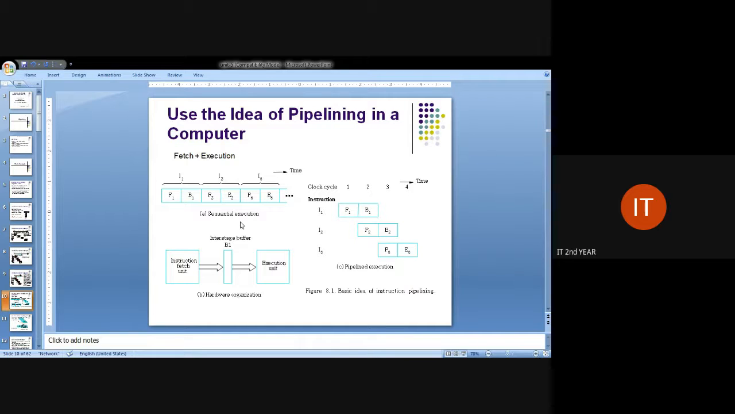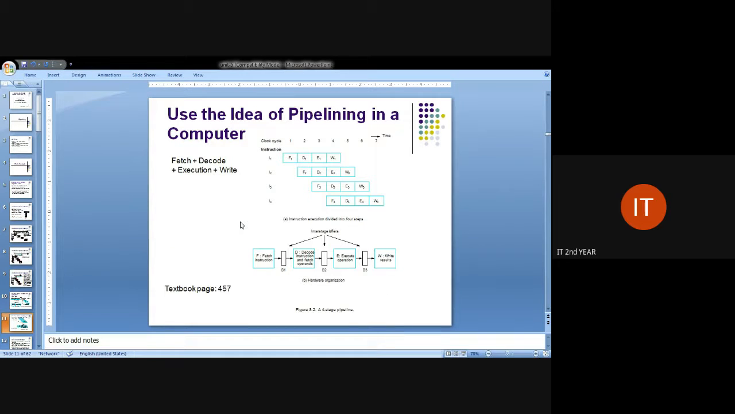So it involves 4 different tasks: fetch, decode, execute, store. These kinds of tasks will be carried out throughout a particular period of time. So normally we can say that pipelining is defined as 4 different stages. For example, fetch, decode, execute and store, or we can say write operation. Okay, so I am zooming this.